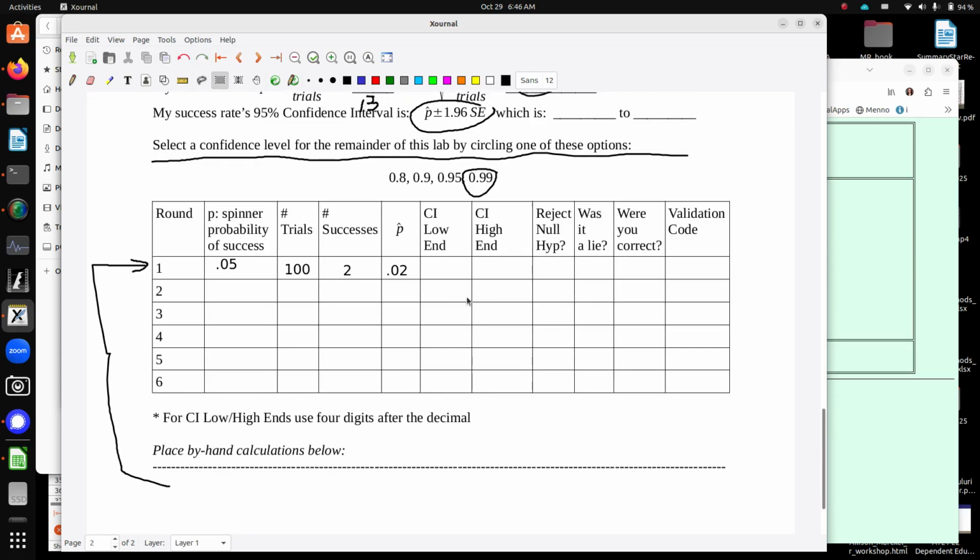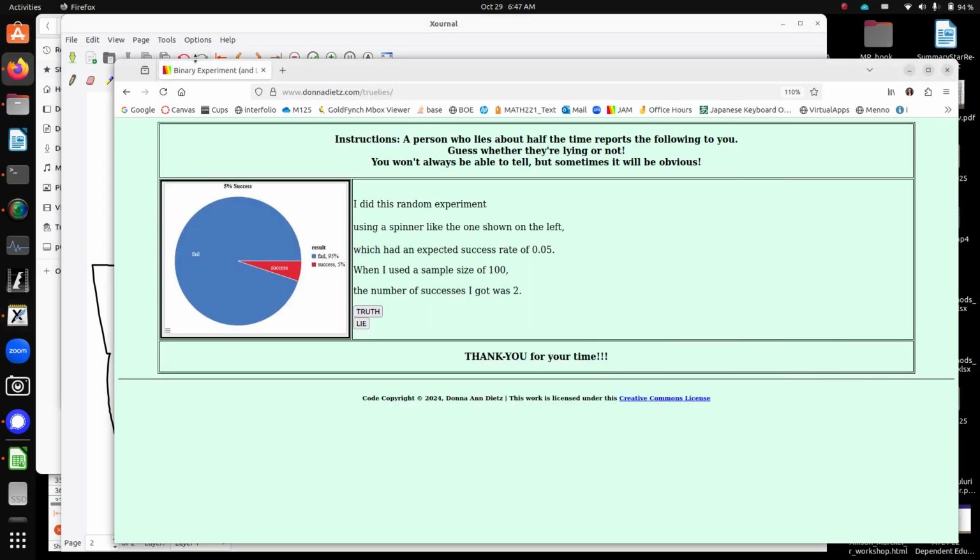But you have to find the right cutoff value for whatever confidence level you picked. Okay, so pick your confidence level for the whole lab. And then I'm going to go ahead and show you how to do that on StatCrunch. So I better log in.